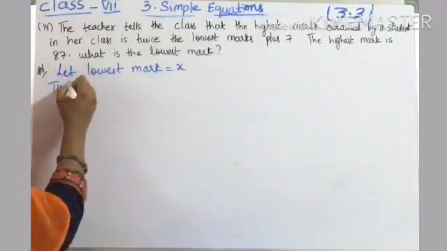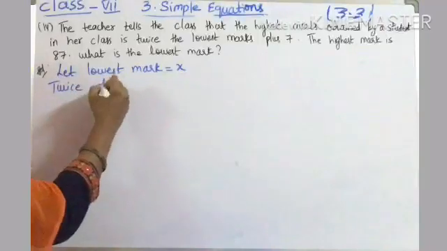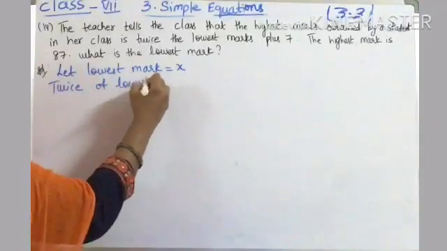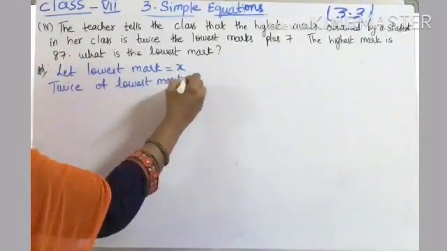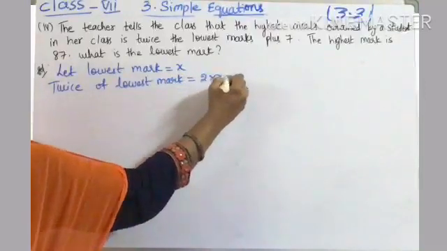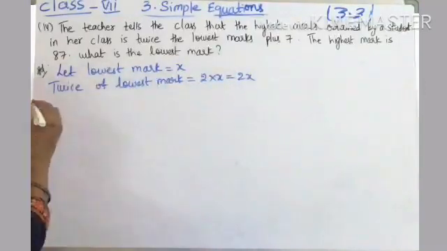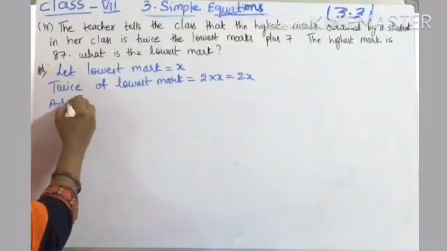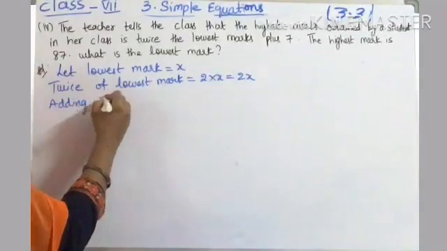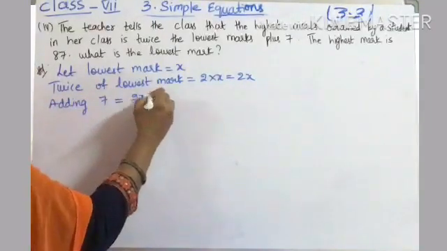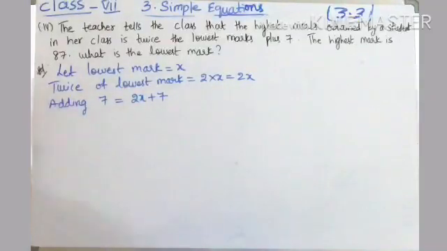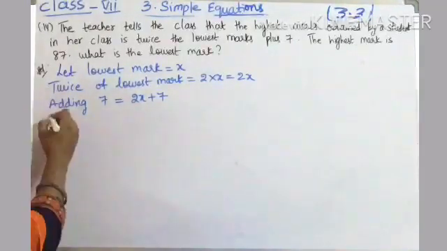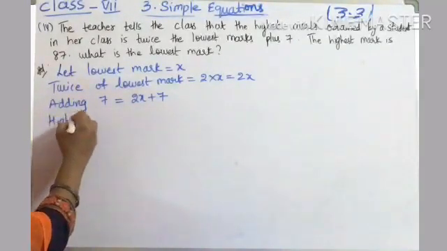What is meant by twice here? Twice the lowest mark means we should multiply by 2, that is 2 into x, nothing but 2x. Okay. And adding 7, what does that mean here? Addition. Adding 7 gives you 2x plus 7. Right? Now, what is the highest mark?